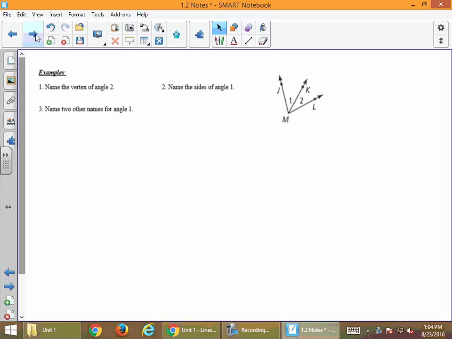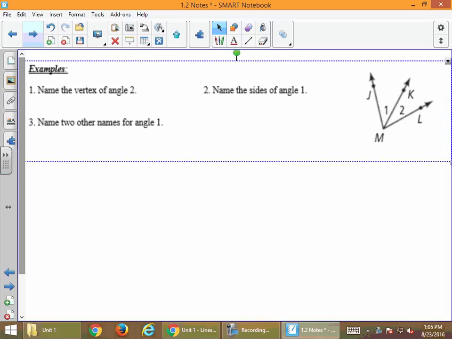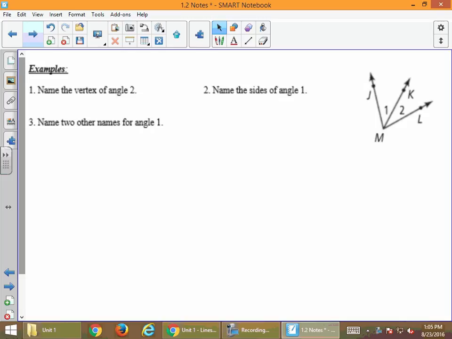All right, this one right here. So let's do some examples of how we do this. And again, there's more than one answer for a lot of these. So looking over there, number one, name the vertex of angle 2. We always recommend, if you have highlighters or colored pencils, shade it in. If all else fails, just trace it out. Angle 2 is right here. It's always in between two rays. So where do those two rays come together? That would be your vertex. So where do those two come together? M. So guess what? My vertex is going to be point M.